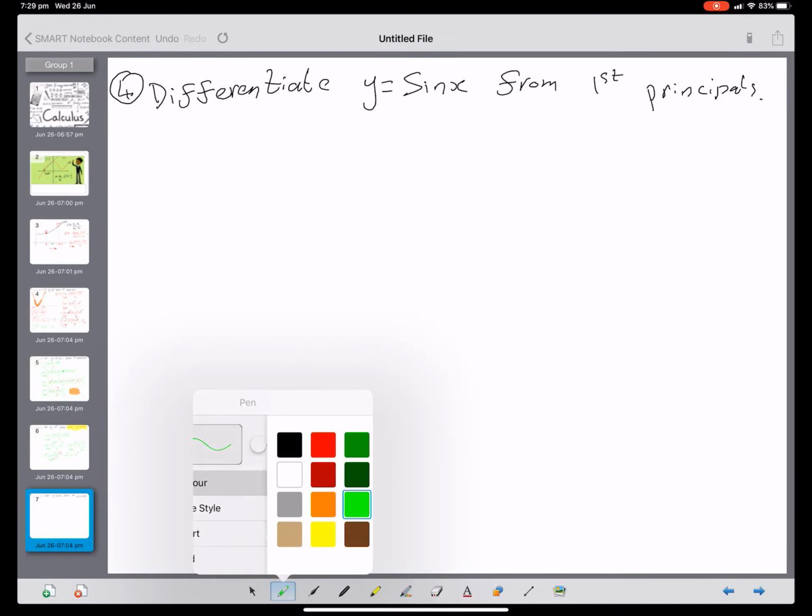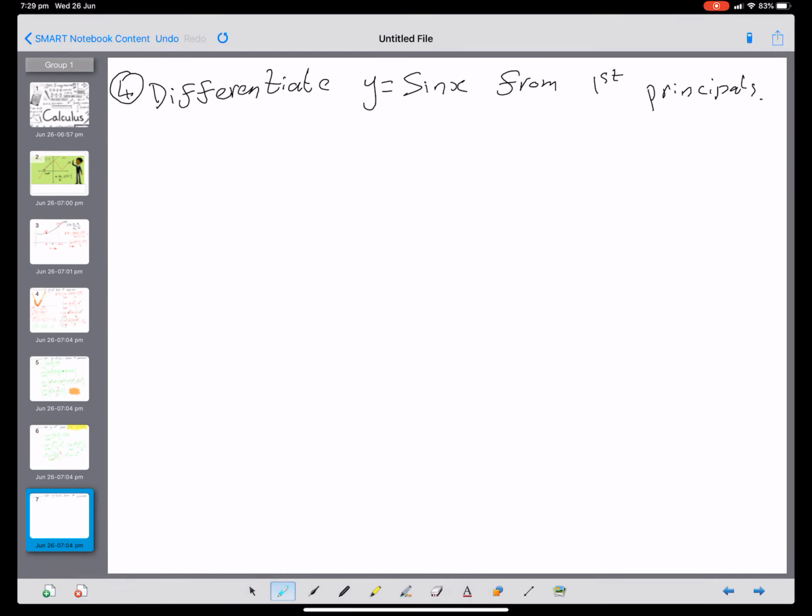Okay, so let's use a different colour. Let's write down the formula for differentiation: the limit as h goes to 0 of f of x plus h minus f of x, all over h. Okay, so let's make a start. And this uses some results from some quite advanced trigonometry and rules of limits.